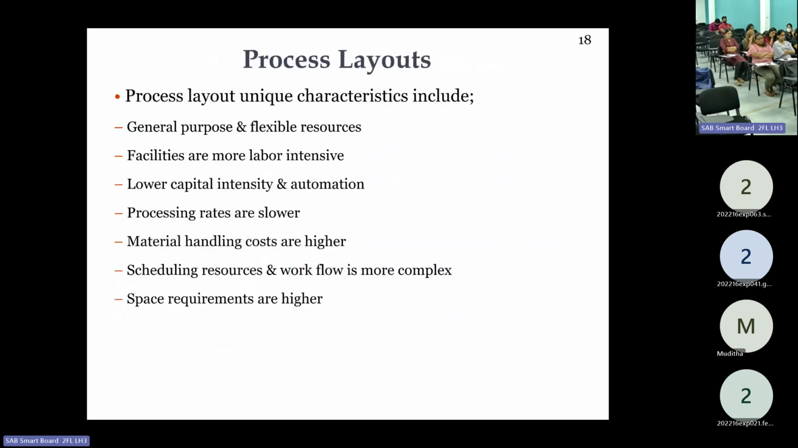Other characteristics, like most of the time, these facilities are more labor intensive. More than automated, it is very difficult to automate this type. Labor intensive, meaning workers are used in processing. Lower capital intensity and lower automation. And processing rates are slower. The completion rate, how fast.